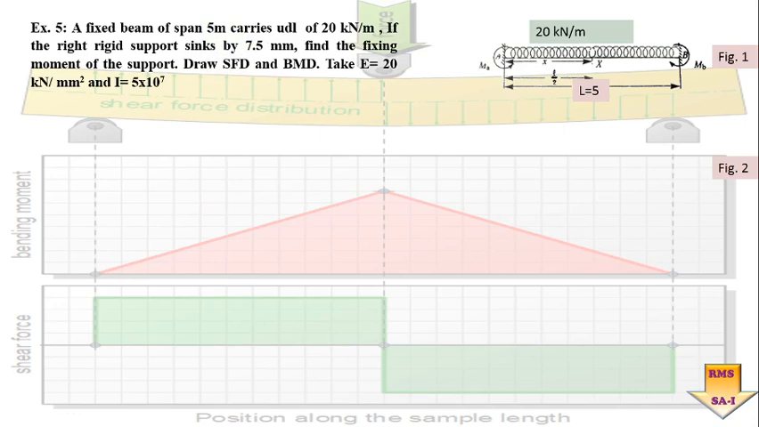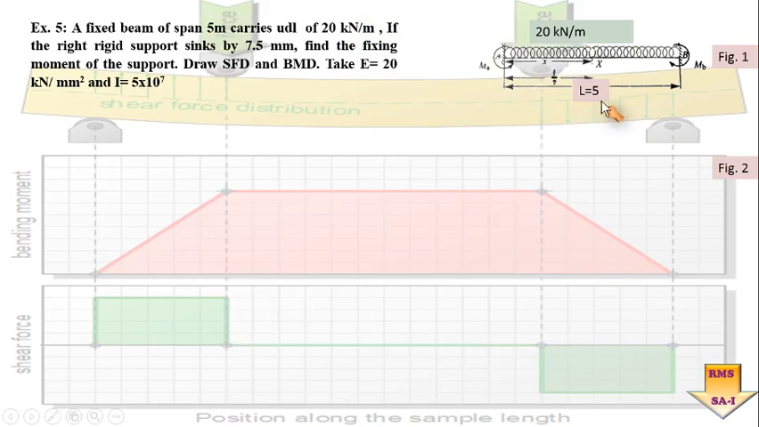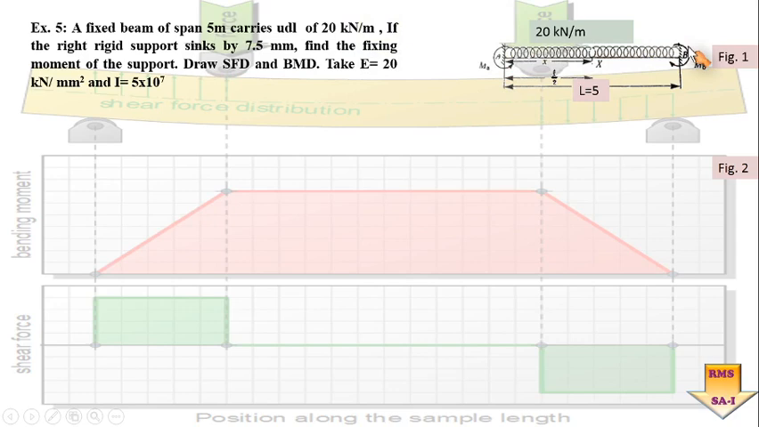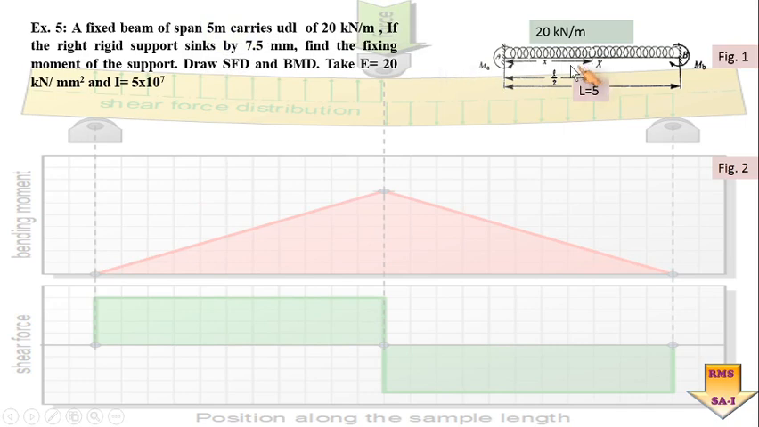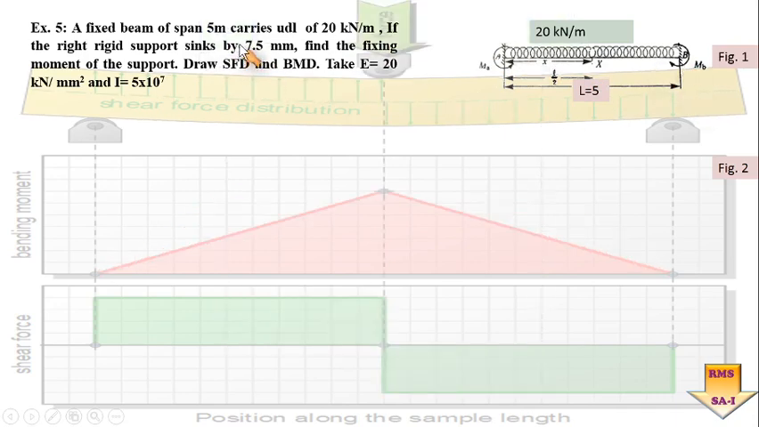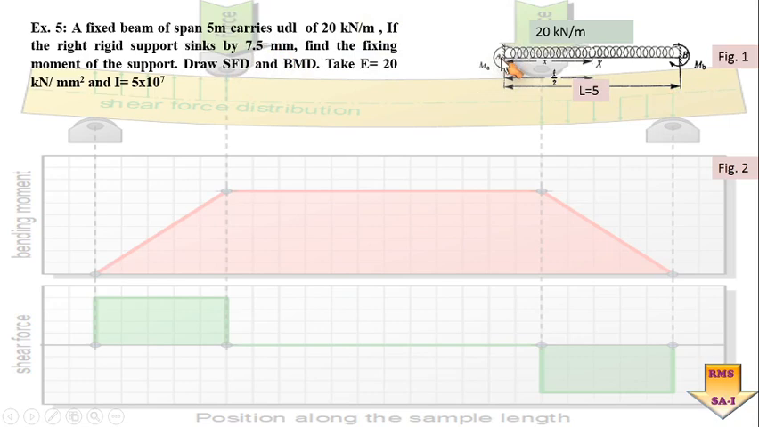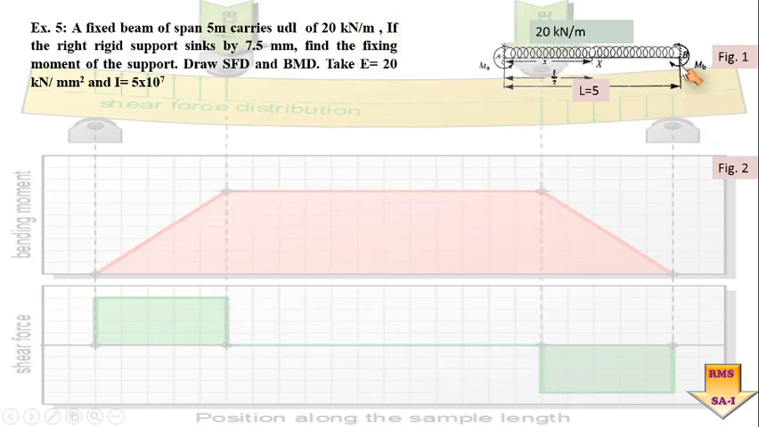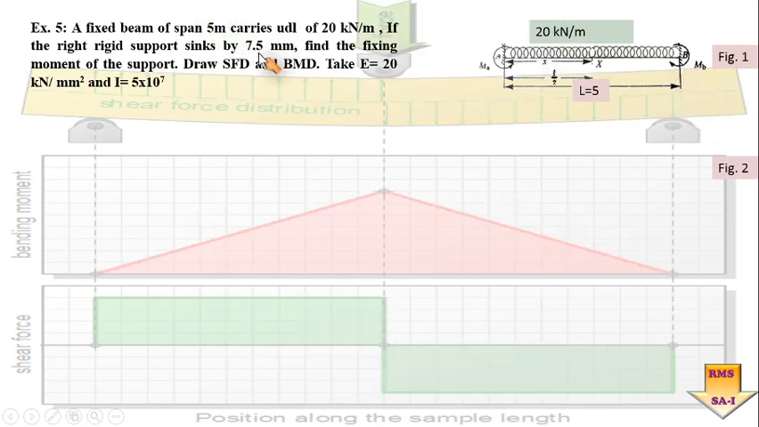In this problem, from the figure itself we can understand there is a fixed beam of a total span L equal to 5, on which a UDL of 20 kilonewton per meter has been imposed. Further, it has been mentioned that the support B is going to sink down by the magnitude 7.5 millimeter. That means A will be at the top position and B will be moving downward, with the difference of the support level equal to 7.5 millimeter.